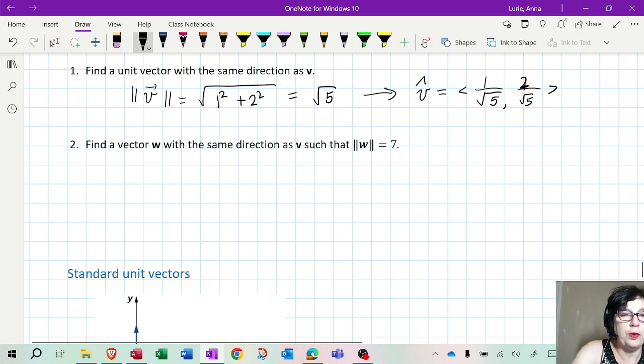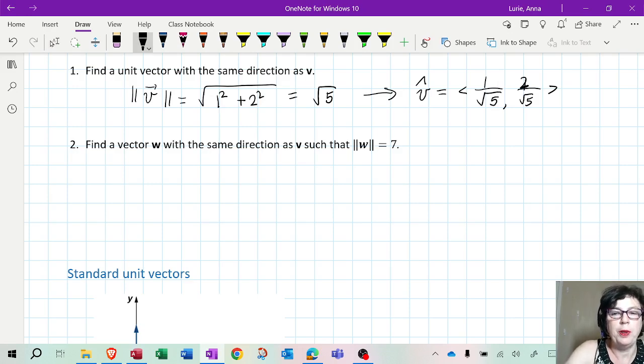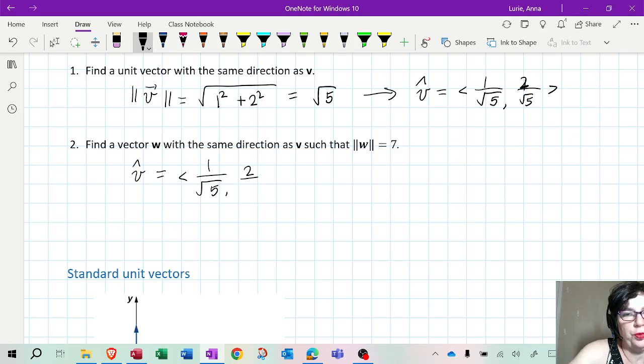Now, this is a different question, because they're not just saying that this vector is going to be unit length, but now this new vector has to have a specified length. So let's say a length of 7. How do I do that? Well, the first thing you do is what we just did: you put a hat on the original vector, which, as I just showed you, is 1 over the square root of 5, 2 over the square root of 5. Now, the length of this vector is 1. So how do I make it a new length of 7?